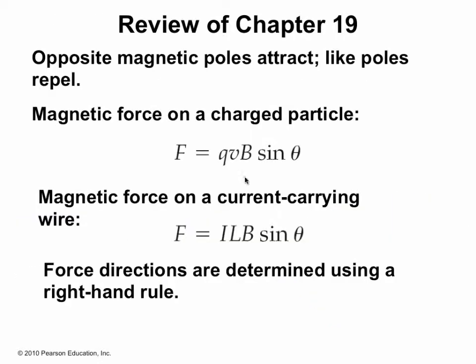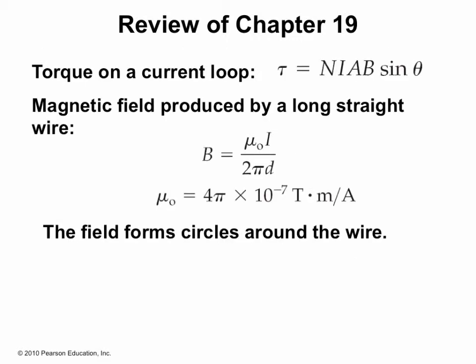So to review, this is the important stuff that you need to remember for your homework. A magnetic force on a charged particle can be calculated this way. A magnetic force on a current carrying wire can be calculated this way. If you have a homework problem that talks about a charged particle, you use this formula. If it talks about a current carrying wire, you would use this formula. Again, the right-hand rules will apply throughout this because electromagnetic forces are cross products of vectors, so you're always going to use the right-hand rule.